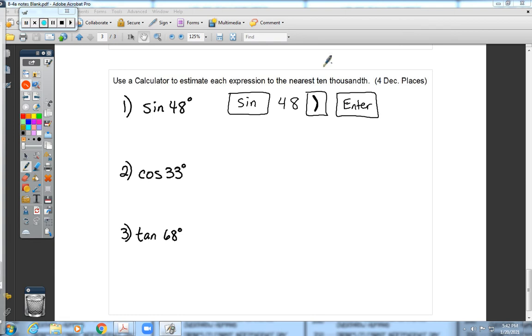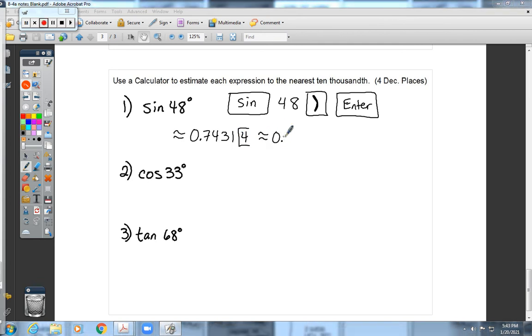Now again, we're being told to round to the nearest 10,000th, which is 4 decimal places. So when we do the sine of 48 degrees, we should look at 5 decimal places. So the sine of 48 degrees would be 0.74314. Again, that 5th digit, which is the 100,000th digit, would tell us how to round the 4th digit. This is less than 5, meaning we're going to round it down or leave the 1 alone. So the sine of 48 degrees will be approximately 0.7431.